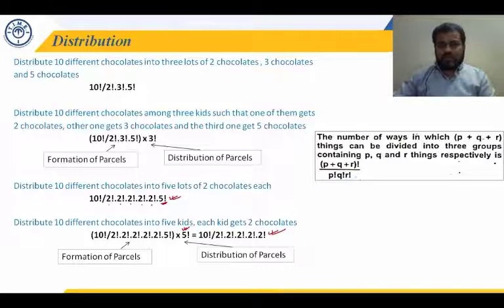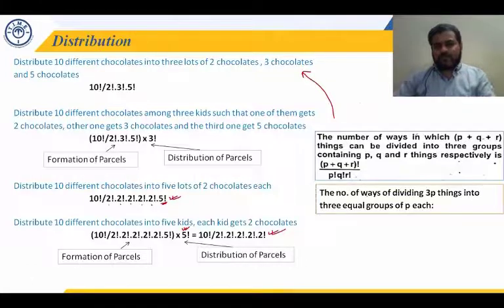So number of ways in which P plus Q plus R things can be divided into 3 groups containing P, Q, R things respectively is P plus Q plus R factorial divided by P factorial into Q factorial into R factorial. So it is basically this case. Total 10 chocolates divided into 3 groups of 2 chocolates, 3 chocolates and 5 chocolates. The number of ways of dividing 3P things into 3 equal groups of P each.